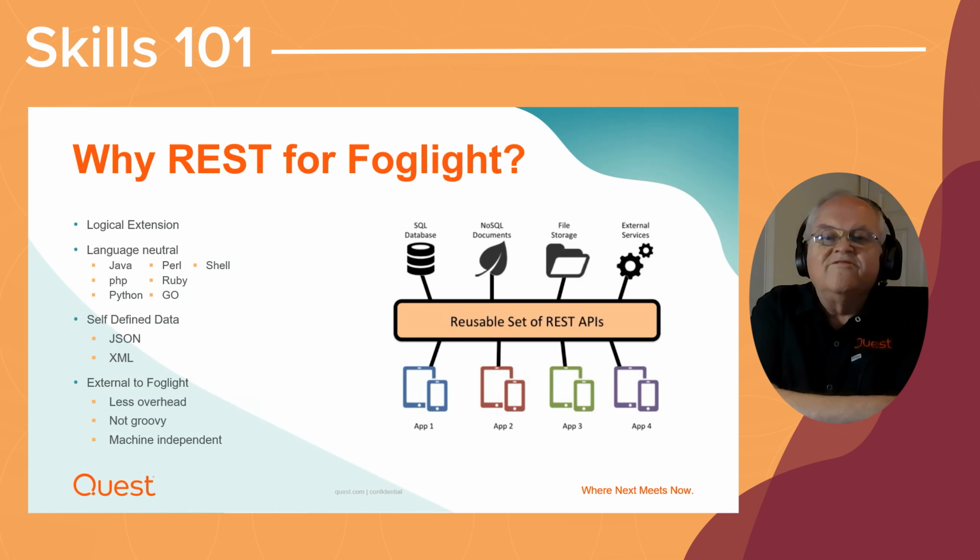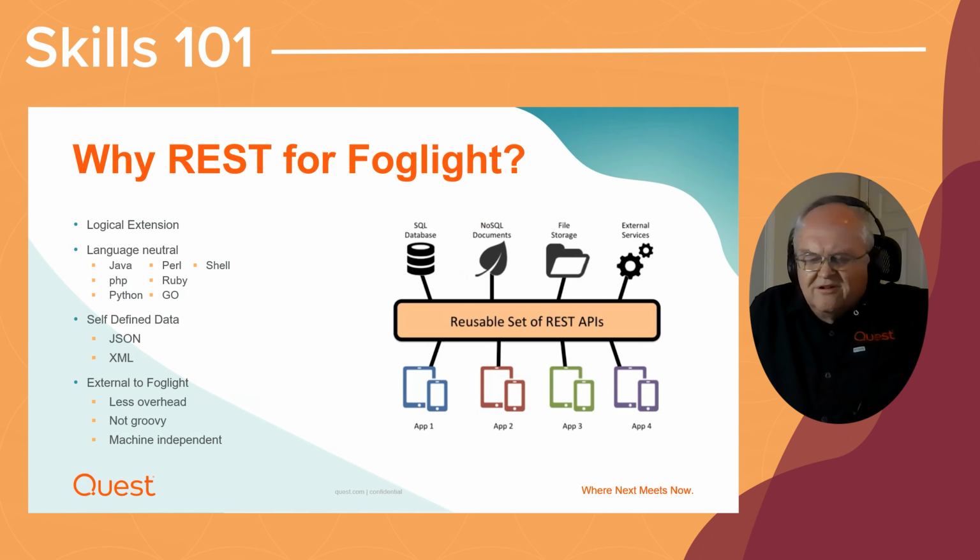REST, of course, is a representational state system that lets you make API calls and lets you do HTTP calls into another system and get back data. So it's a logical extension of Foglight. We can use that then to get data out of Foglight and process it in all sorts of other languages, Java, Perl, Ruby, Python. I'm using Python in my examples, but you can use any of those languages to do anything you want. It's self-defined data. The data is going to come back in JSON or XML.